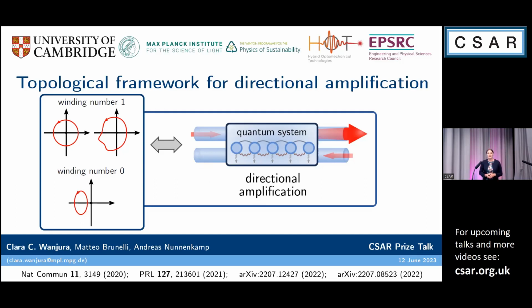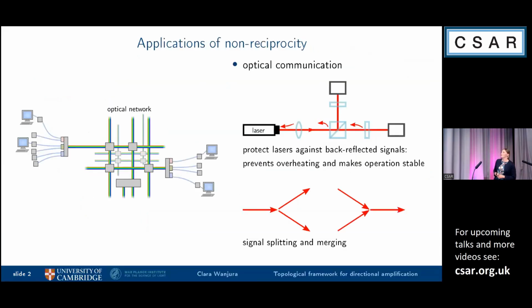Directionality or non-reciprocity means that when we probe a system, meaning we send light through the system, a signal gets transmitted through the system in one direction, but is blocked in the reverse direction. And combined with amplification, this means that in the forward direction, this signal is amplified, while in the reverse direction, it is still blocked. As you can imagine, directionality and non-reciprocity are interesting for applications. And one is optical communication.